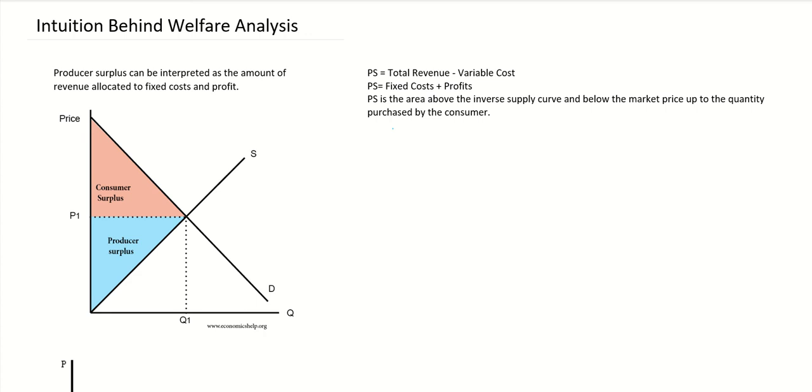Hello everyone, today I will be talking about the intuition behind the welfare analysis. So let's first review what the consumer surplus and the producer surplus is. Let's look at the diagram.